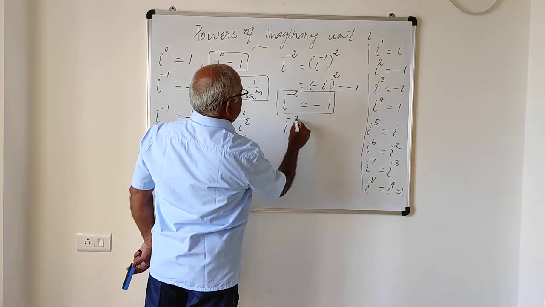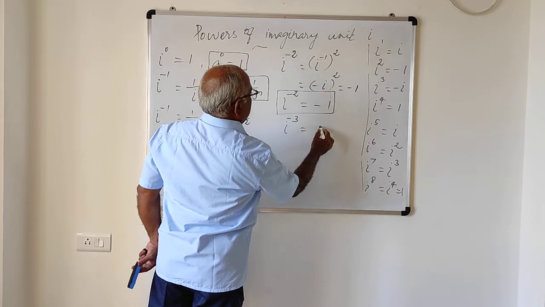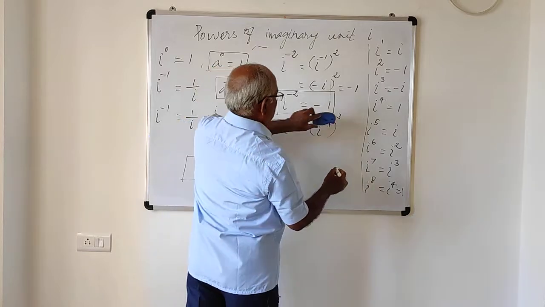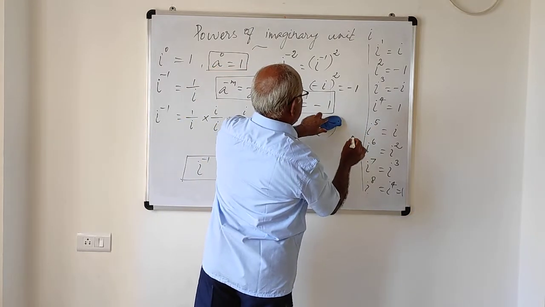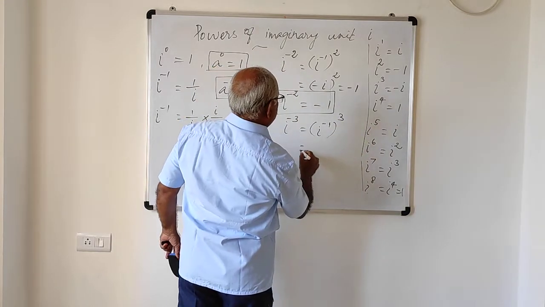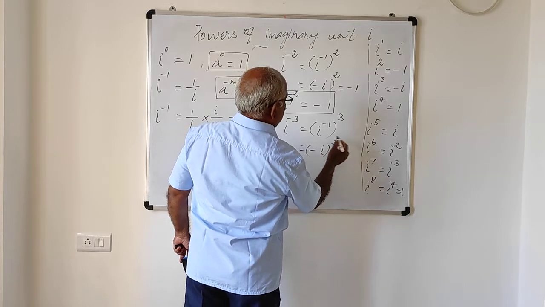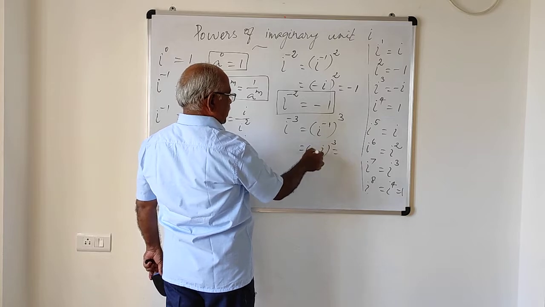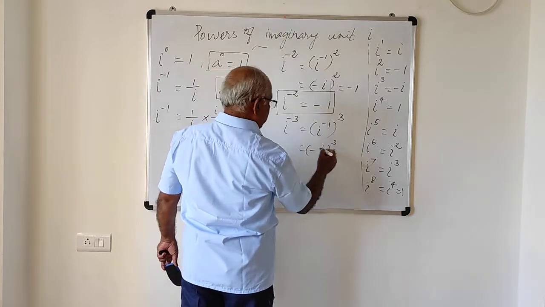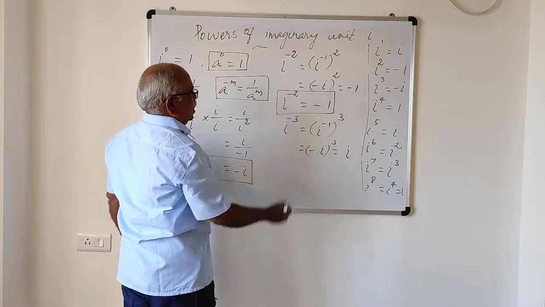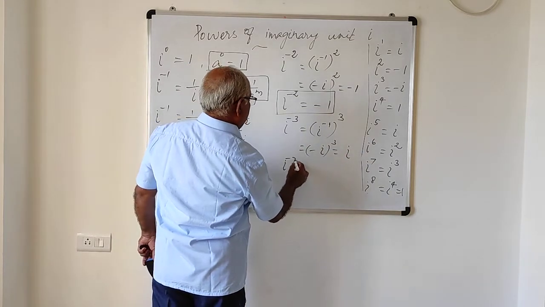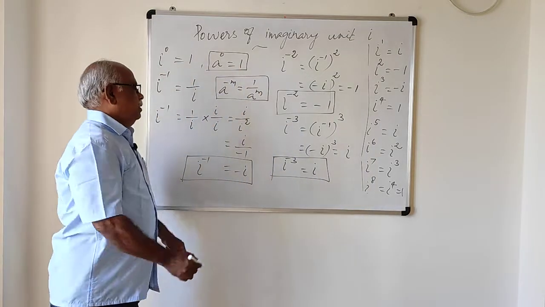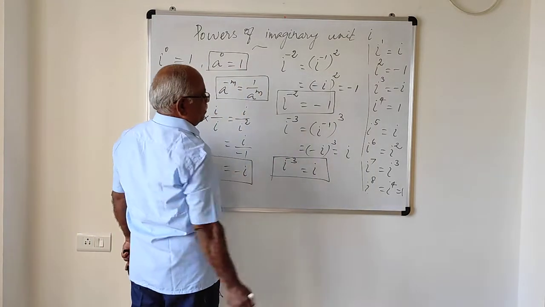And then i power minus 3. This is i power minus 1 the whole cube. By the same algebra, i power minus 1 is minus i, the whole cube. That is minus i cube. I cube is minus i, and minus and minus is plus i. So i power minus 3 is i.